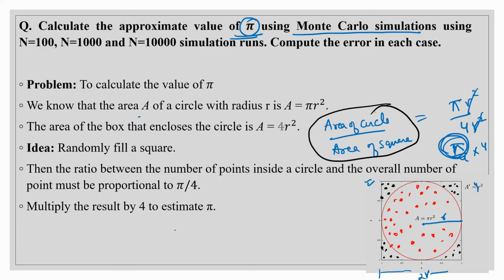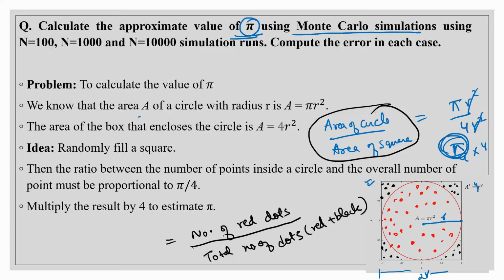Now if you want to find out this fraction, then what you have to do is see the number of red dots. Dots means the pebbles which you have thrown and you have marked with red, divided by the total number of dots. Total number of dots means red plus black. So if you do so, you will get this ratio pi by 4, and obviously if you multiply this with 4, you will get the value of pi. So let us see how we can do it in the MATLAB.